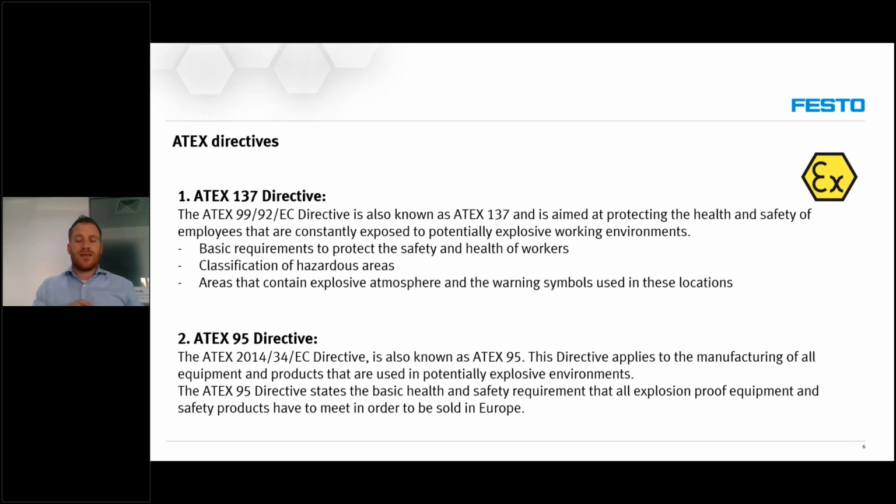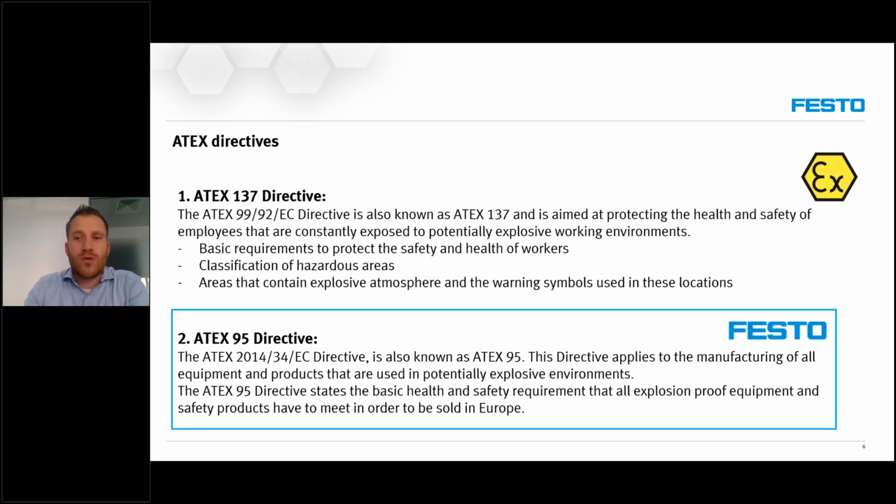Again, ATEX is just one of the few directives available in the world. But for today, our focus will be mainly on the ATEX 95 directive, because it has to do with the components and equipment that we at Festo are able to supply and provide for your installations.